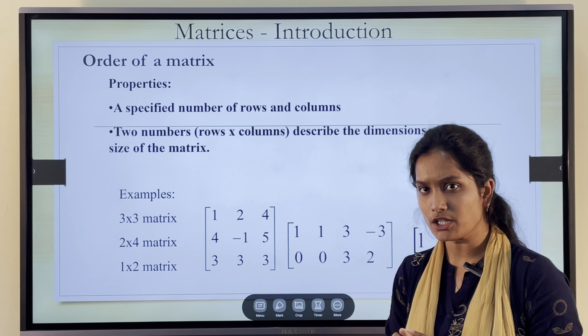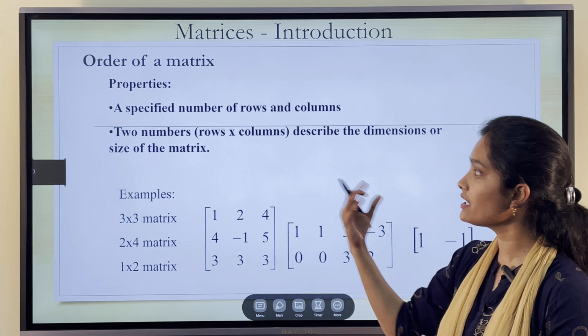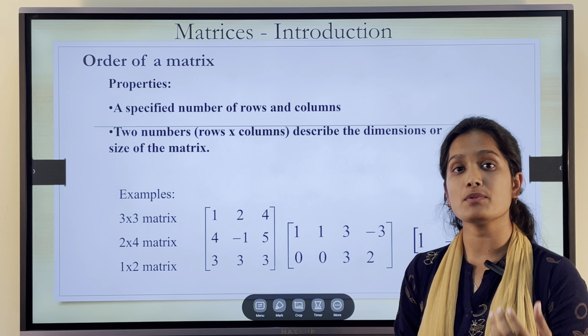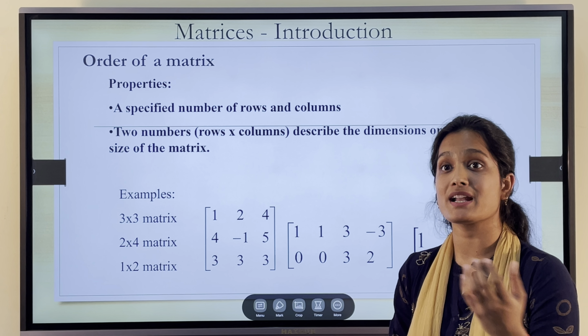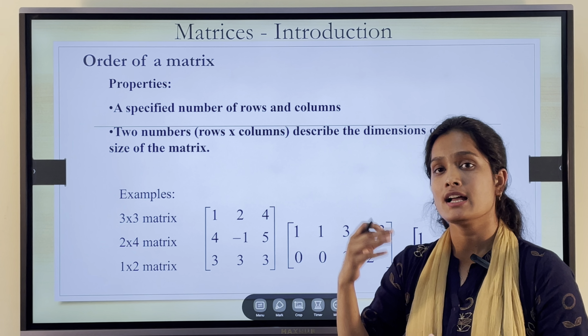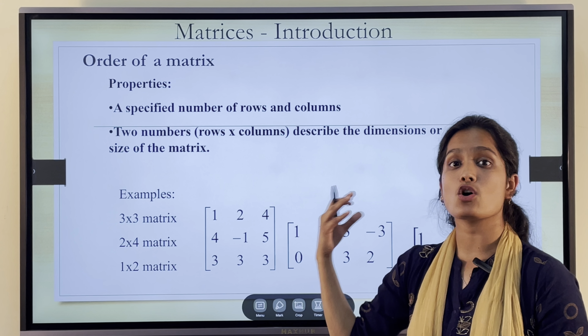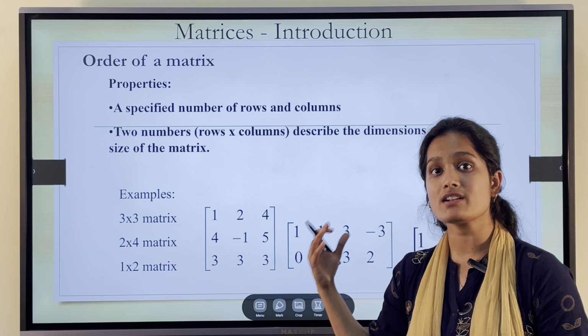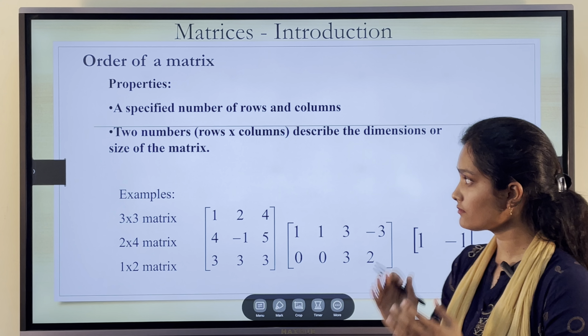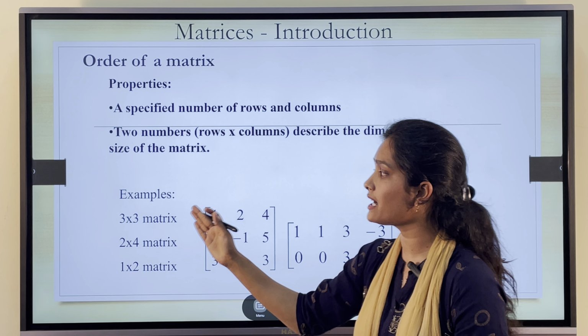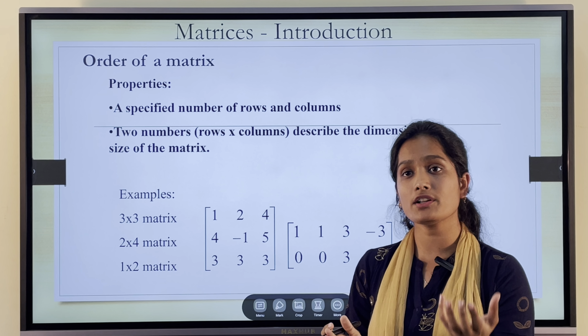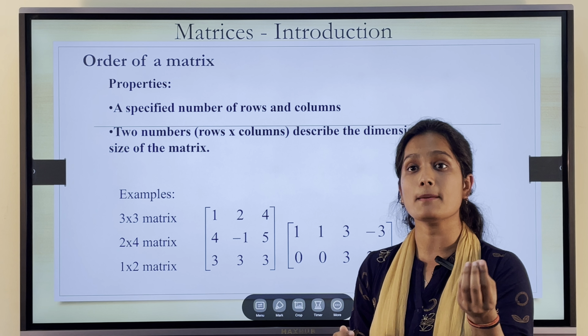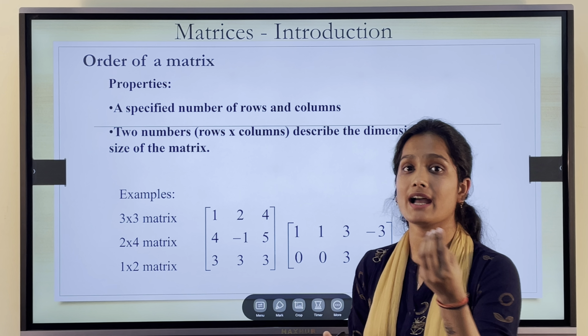Then we have the second topic, that is order of a matrix. How do we determine order of a matrix? We determine order of a matrix on the basis of the number of rows and columns that are present in that particular matrix. This order of a matrix is also referred to as the size or dimension of a matrix. If we say that it is a 3 by 3 matrix, so order of a matrix is always written in the by format, that is row by column.